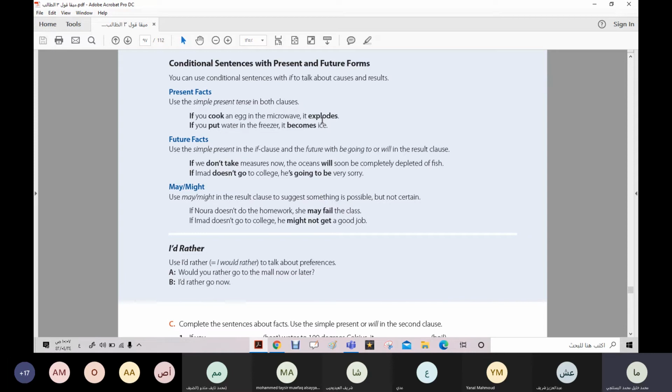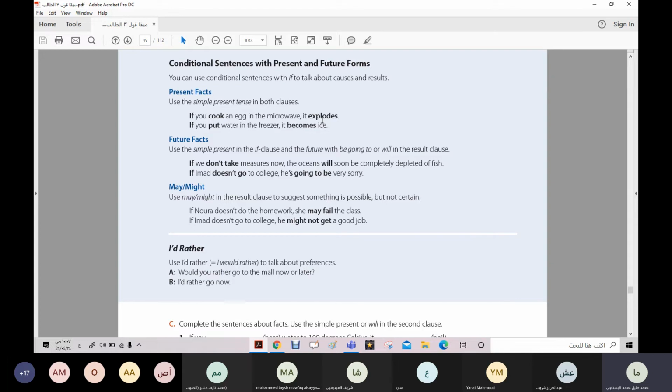If Imad doesn't go to college, he might not get a good job. And maybe he might get a good job if he doesn't go to college. Also, we are not sure. We are not certain about the future.